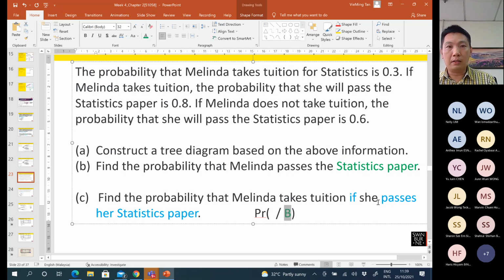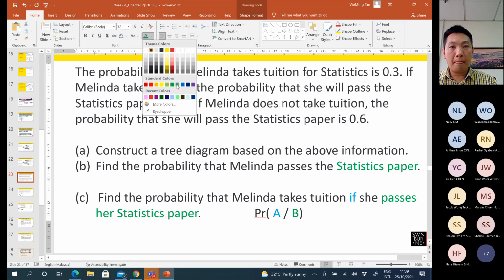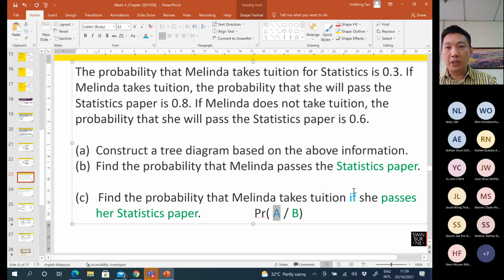I think I use green color. Okay. So how about in front? What is the variable that I have to put? Okay, this one. Find the probability that Melinda takes tuition. Takes tuition just now we use A. So I put A in front. B is put at the back because of this word, if. Okay. If she passes the statistics paper, so B has to be put after the dash sign. Dash means the if symbol or given symbol. So this is the meaning of the question.